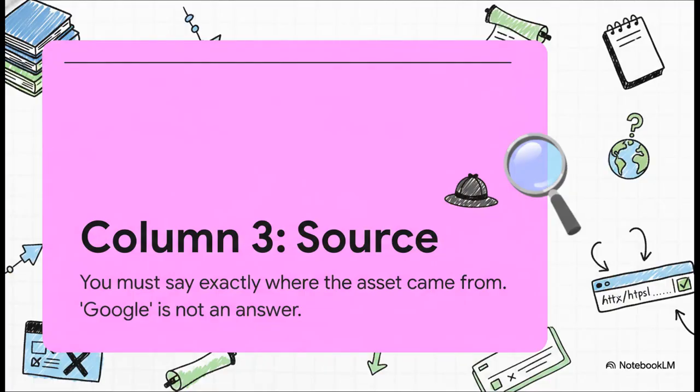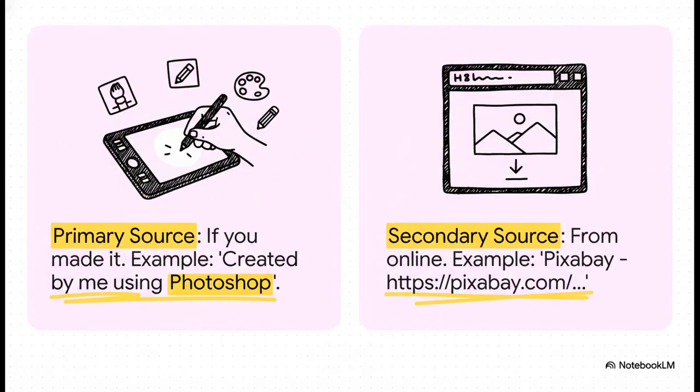All right, next up is column 3, source. This is all about telling us exactly where you got the asset from. And let me be crystal clear about this. Google is not an answer. So there are 2 possibilities here. First, if you made it yourself, that's a primary source. Just say that. Something like, created by me using Photoshop. Easy. But if you got it from somewhere online, that's a secondary source. And for this, you have to provide both the website's name and the full URL that goes right to the asset. Seriously, that's non-negotiable if you want the top marks.